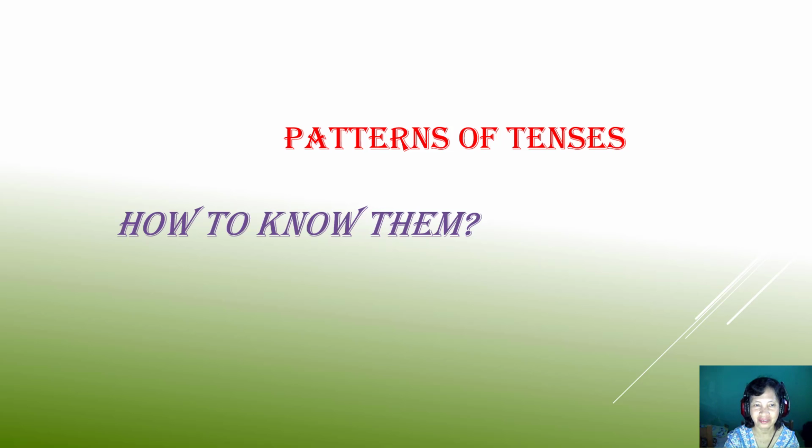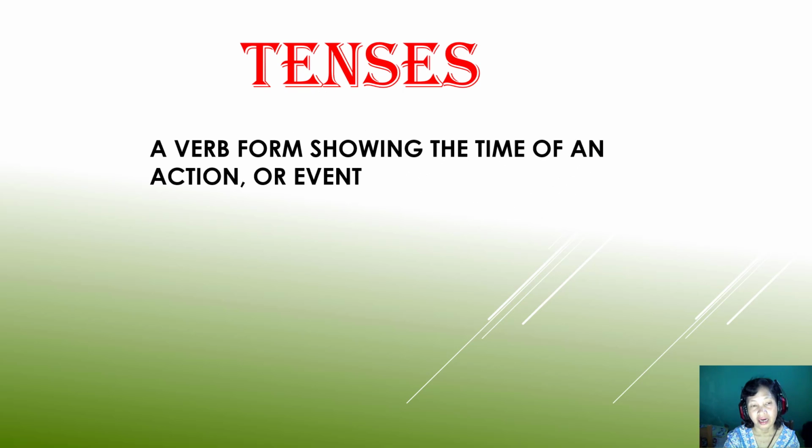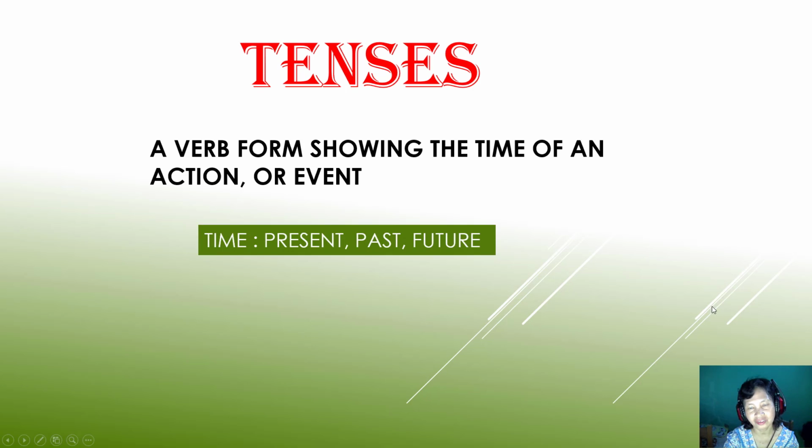In this video, we will talk about tenses. Tenses or tense. What is it? Tense is or always relates to a verb form showing the time of an action or activity or event. That's why, because it relates to time, we have three times here: present, past, and future.